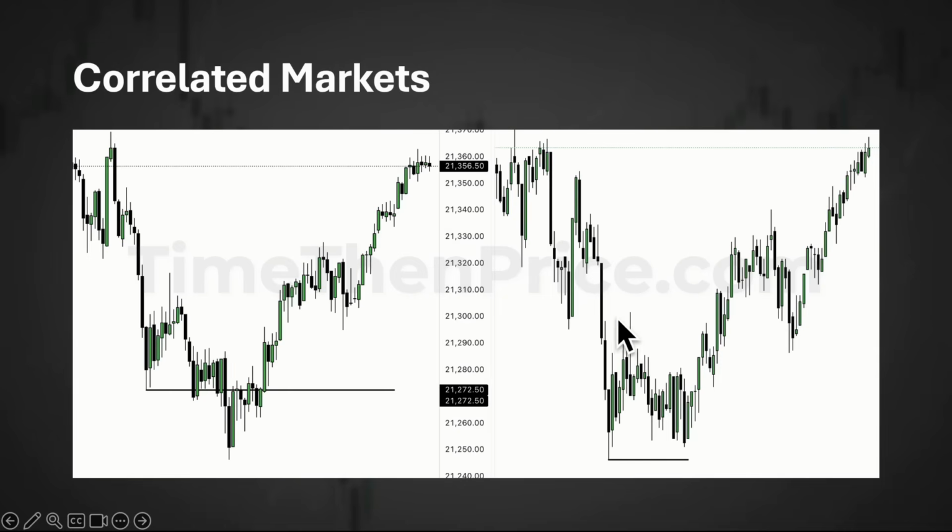Notice that, however, when it eventually expanded lower one more time, it didn't take out the sell-side liquidity resting below that initial swing low, and it created a higher low. Now we can say that there's a strong correlation between market 1 and market 2, because market 1 created a lower low, whilst market 2 created a higher low.